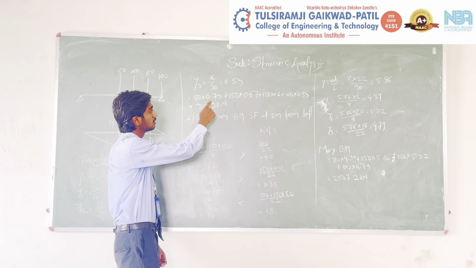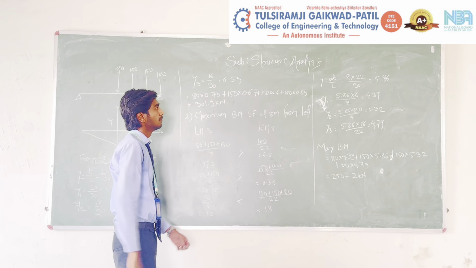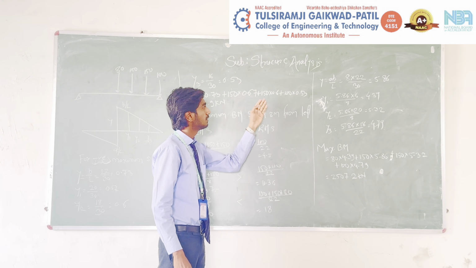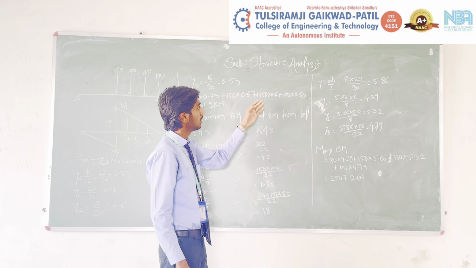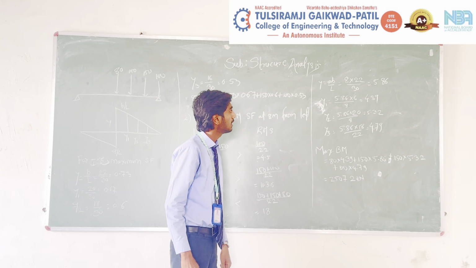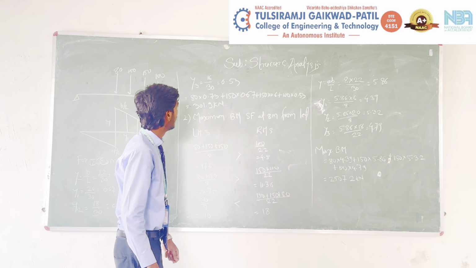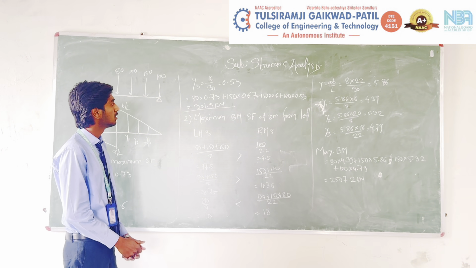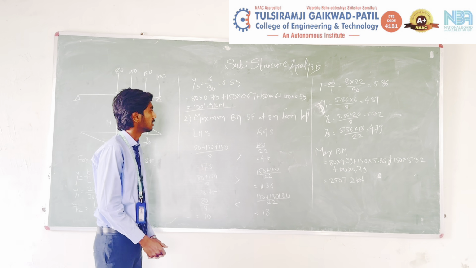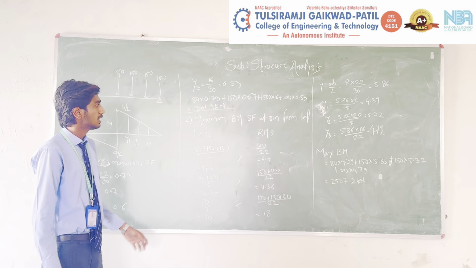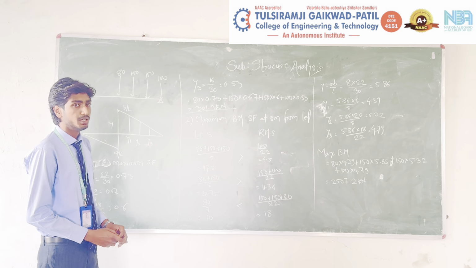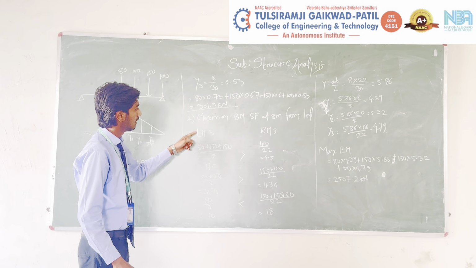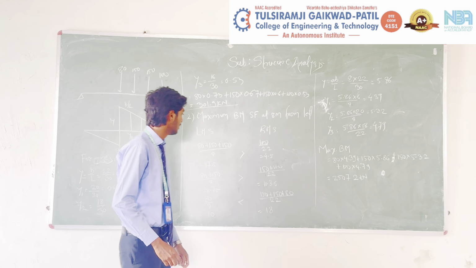Now we put all the values: 80 multiplied by 0.73 plus 150 multiplied by 0.67 plus 150 multiplied by 0.6 plus 100 multiplied by 0.53, and we get the answer 301.9 kilonewton. Now this is the shear force at 8 meter from left. This is the left hand side and this is the right hand side.